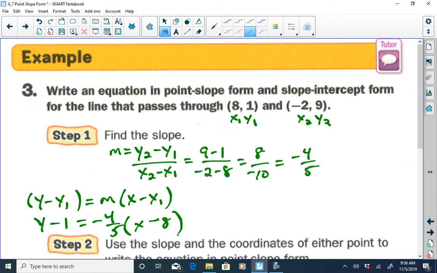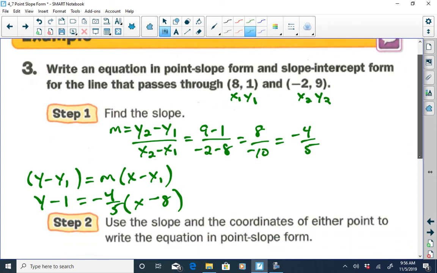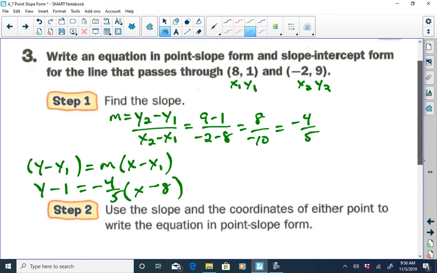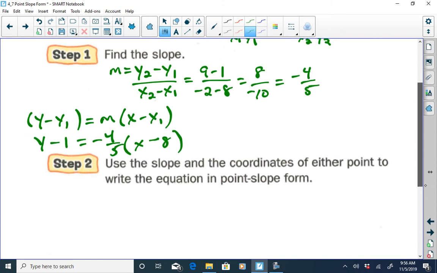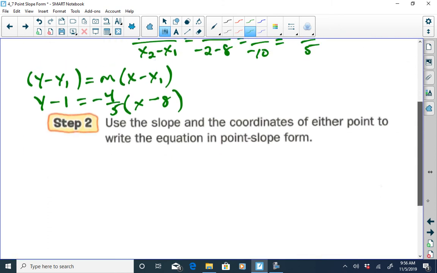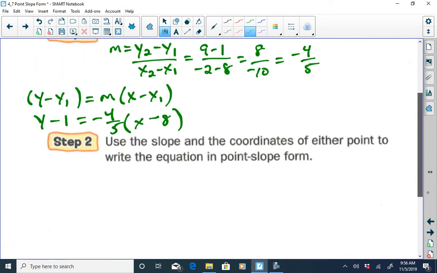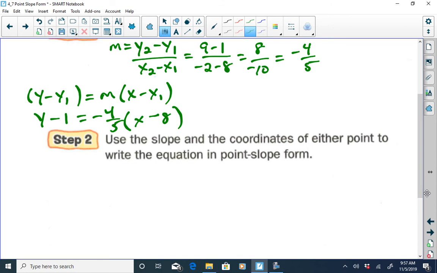But now we're asked to, I already did step 2 here. So now we're asked to rewrite that in slope-intercept form. So if I want to do slope-intercept form, I have to take my y minus 1 is equal to negative 4/5, x minus 8, and I'm going to write that in slope-intercept form.